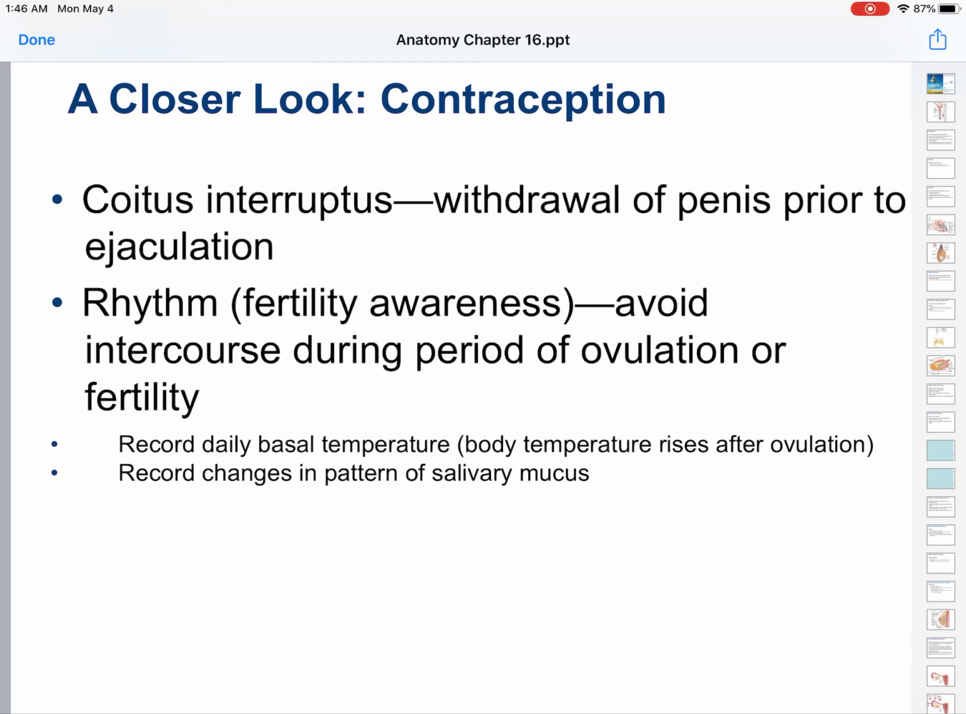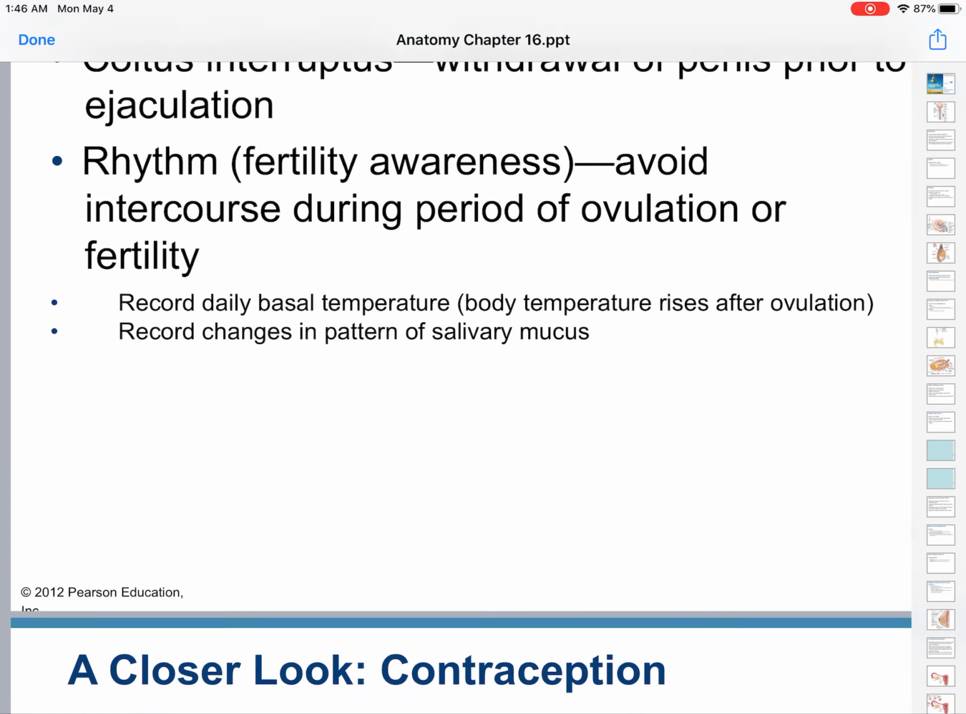We then have coitus interruptus, which is often called the pull-out method, which is withdrawal of the penis prior to ejaculation. If sperm are not introduced to the vaginal canal, they cannot meet the egg and fertilization cannot happen. Or if you just want to keep track of your temperature, keep track of different levels in your body, that is called fertility or rhythm awareness. Just avoiding intercourse during that 3 days that it is possible that you could become pregnant.